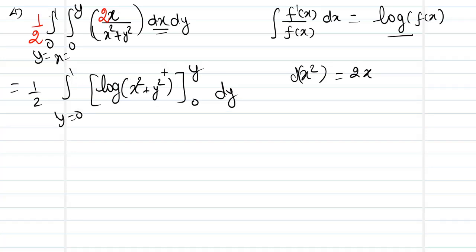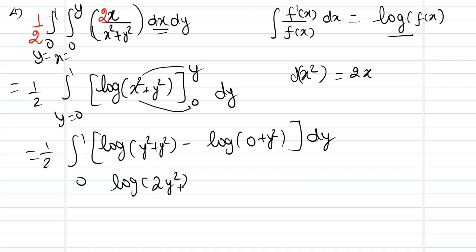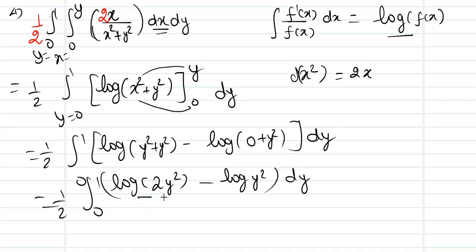Now apply the limit. The limit is for the variable x. x takes y and x takes 0. So you will have log of y square plus y square minus log of 0 plus y square. This has to be integrated with respect to y between the limits 0 to 1, and half is a constant. So you will have log of 2y square minus log of y square to be integrated between 0 to 1.